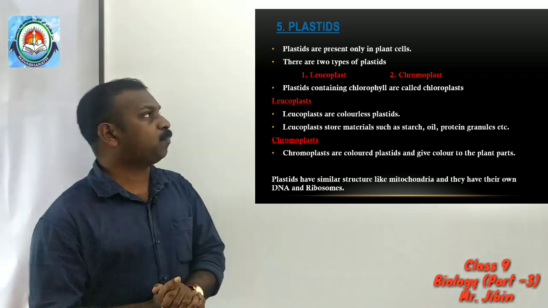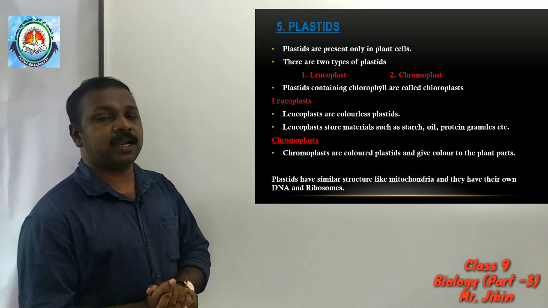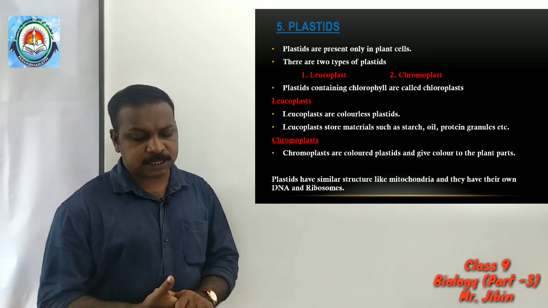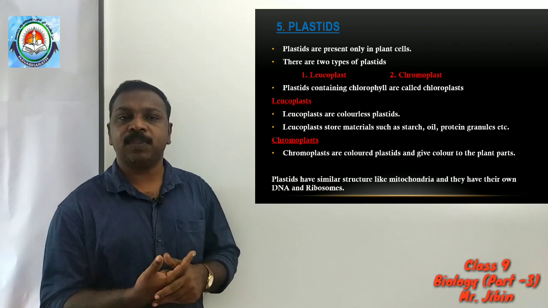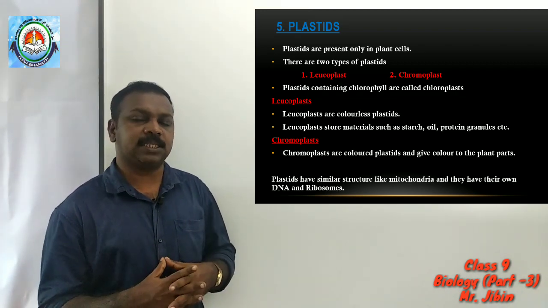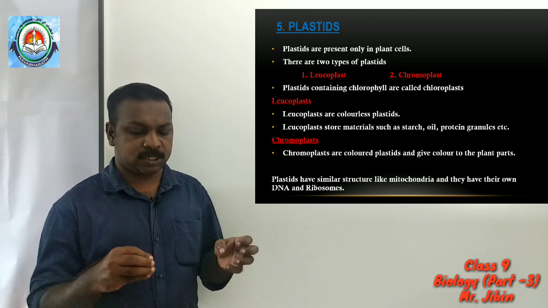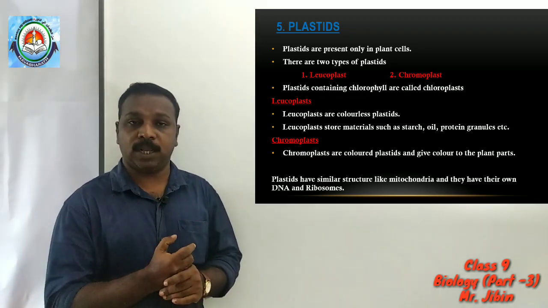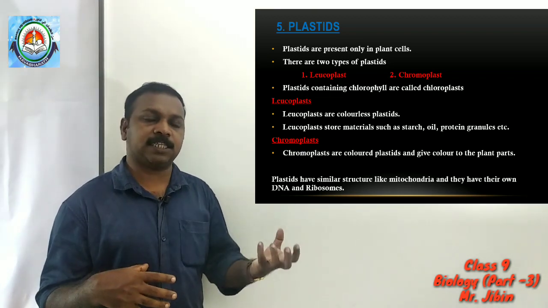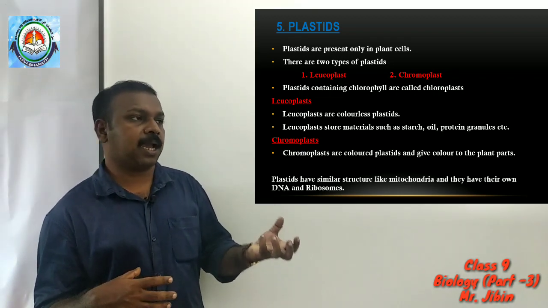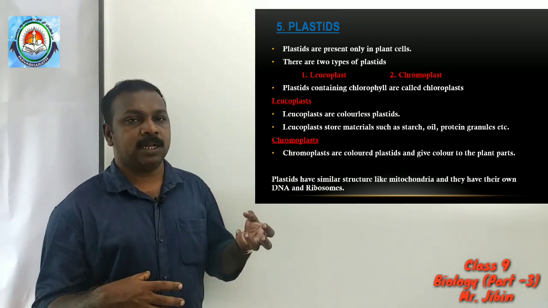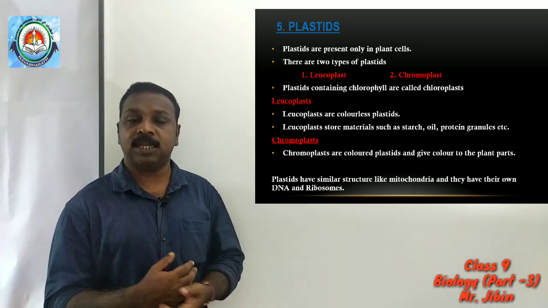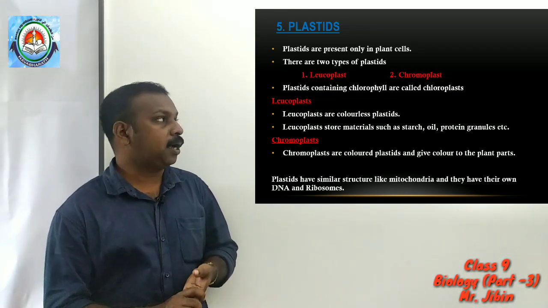There are two types of plastids, leucoplast and chromoplast. Leucoplasts are colorless, which means they do not give any color to the cell. They are colorless plastids, and they store some protein granules, oil or starch. These materials are stored in leucoplasts.